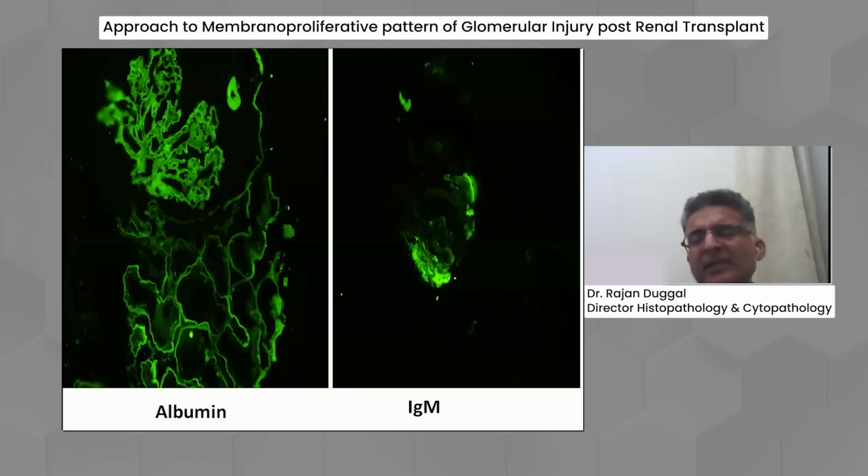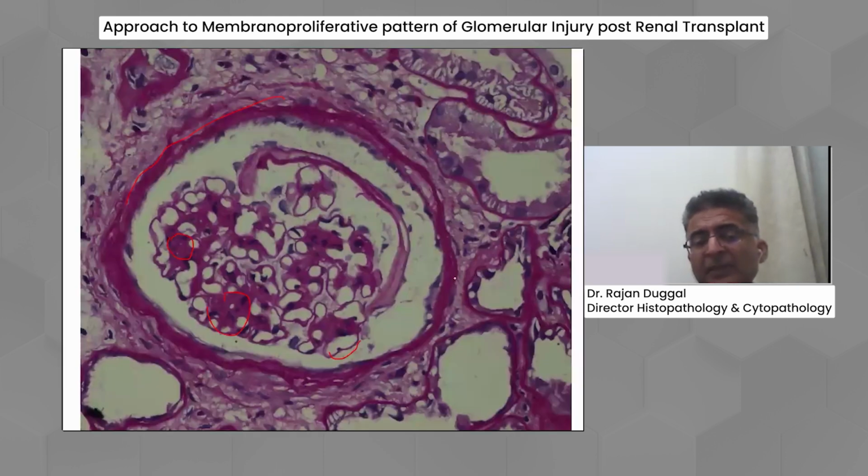Many times there is a history that there is no diabetes. Sometimes the basic disease is diabetic nephropathy. So remember that even diabetic nephropathy can show an MPGN pattern like in this case. There is mesangial expansion, there is capillary wall thickening. You can also find duplication.